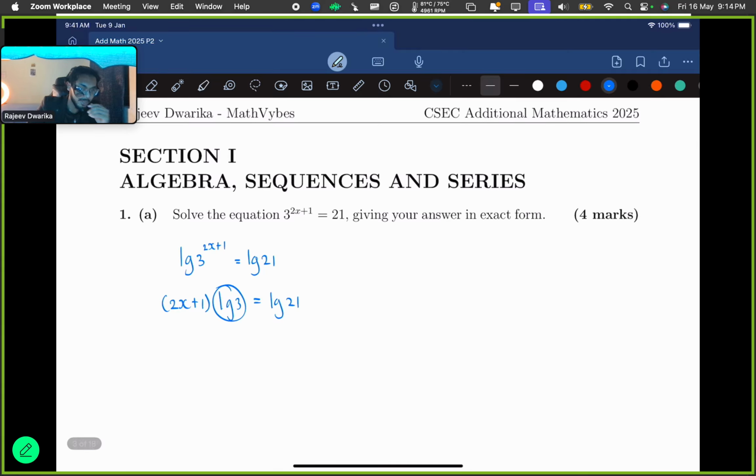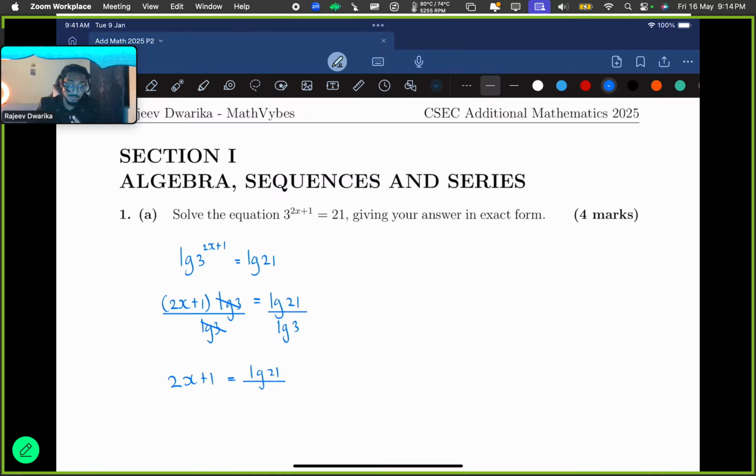Right. Now I'm trying to find x. Should log 3 be over here? Nah, sir. Let me move that out of the way. Right, so 2x plus 1 is being multiplied by log 3, so I could divide by log 3 on both sides. So the log 3 and the log 3 would cancel off, so we remain with 2x plus 1, and that's equal to log 21 over log 3.